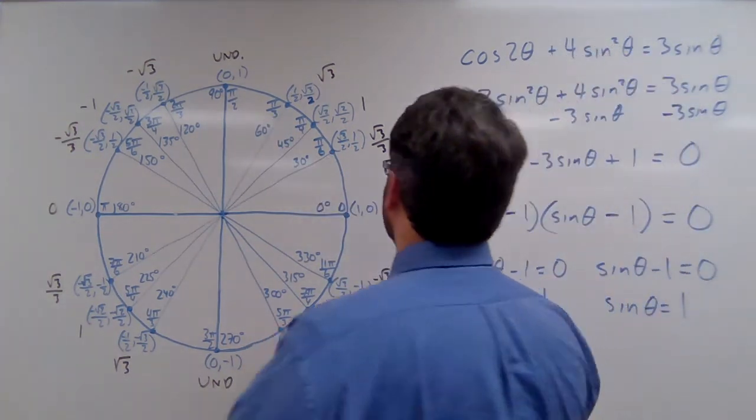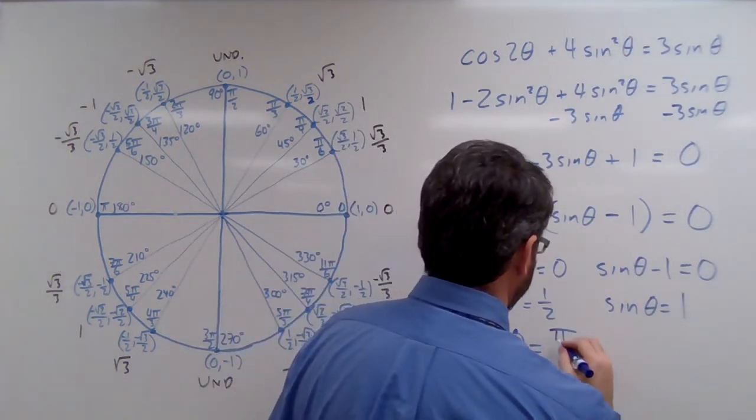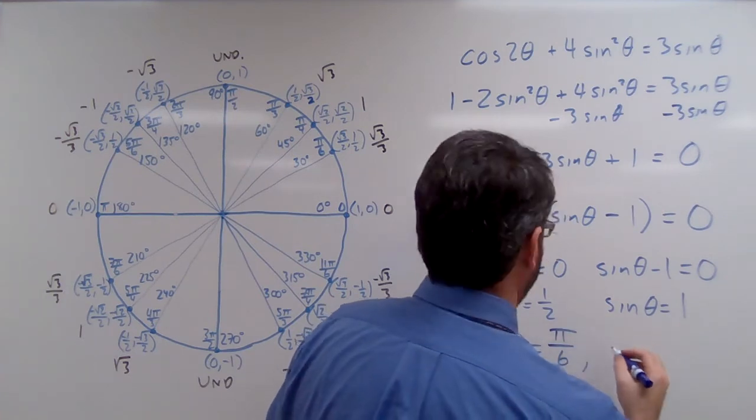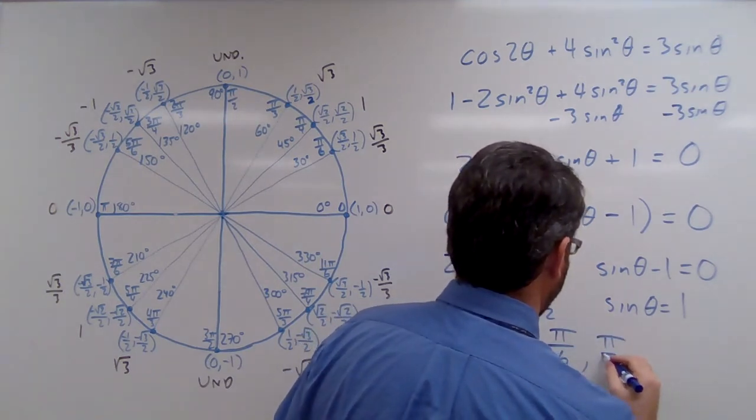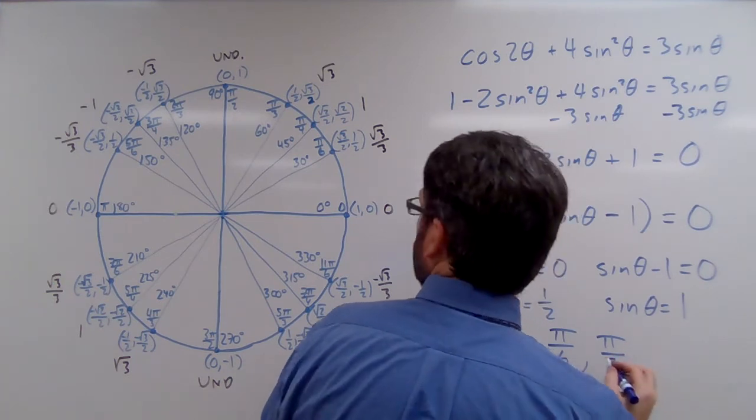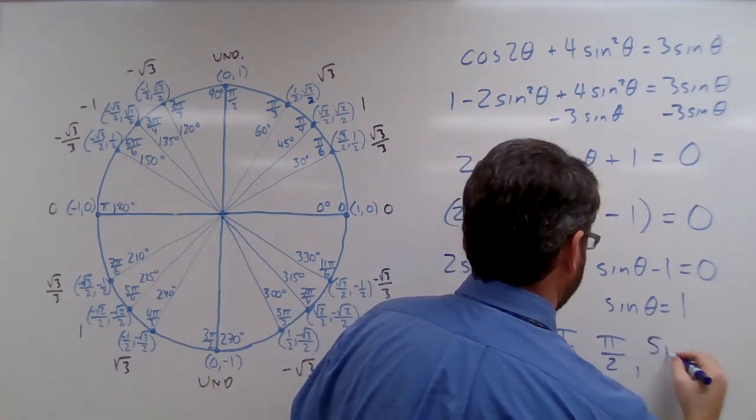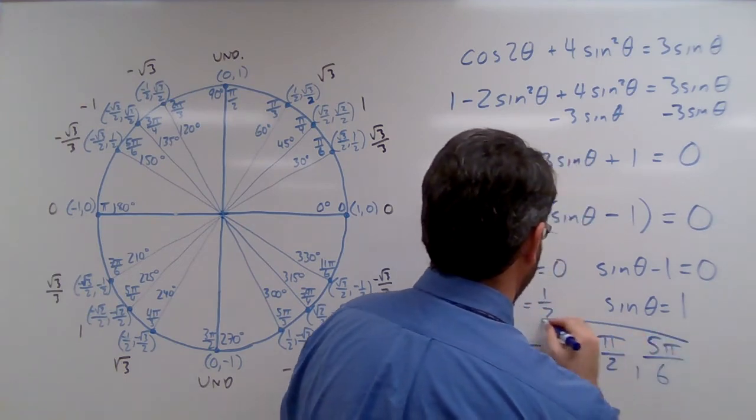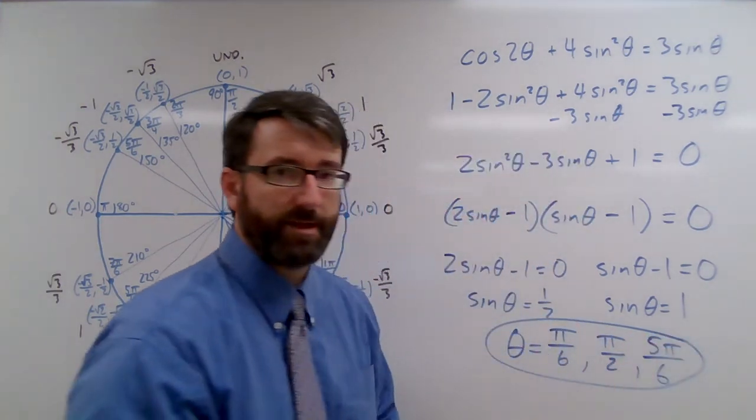So our 3 angles are going to be pi over 6, pi over 2, and 5 pi over 6. So those are our 3 angles for this one.